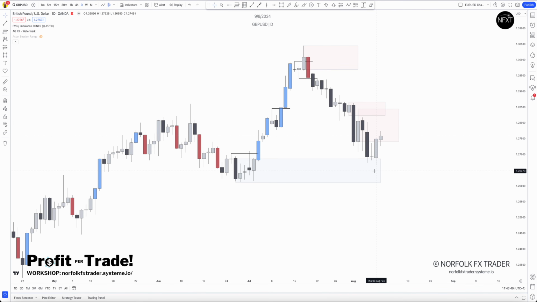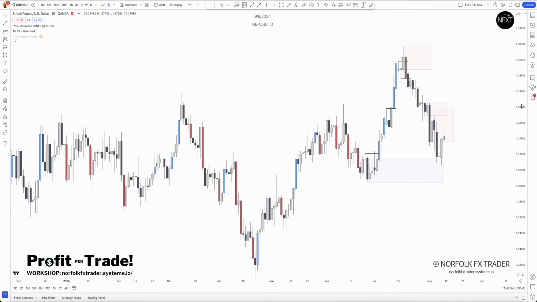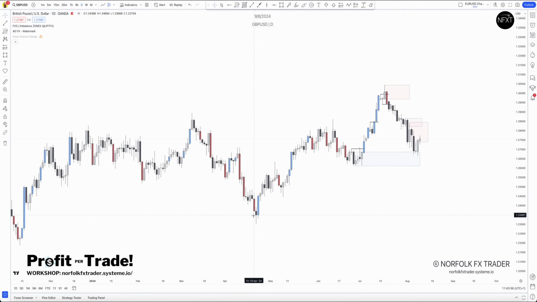So where's price sitting? We're sandwiched at the minute between demand and supply. Where has price been going? Well, price has been quite bullish with our runs. Our order flow has been quite bullish. You can see these are more retracements. Price is retracing. Even this is a retracement.